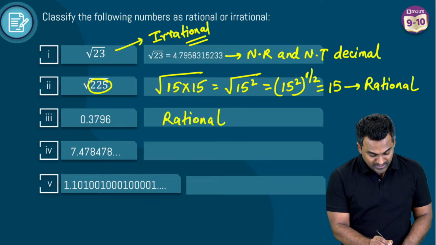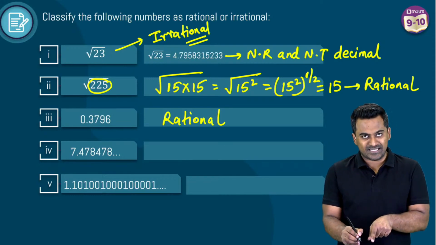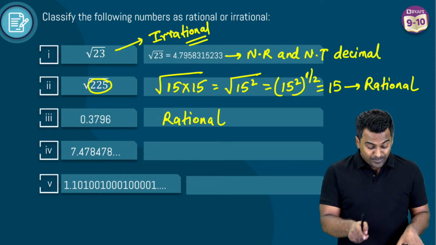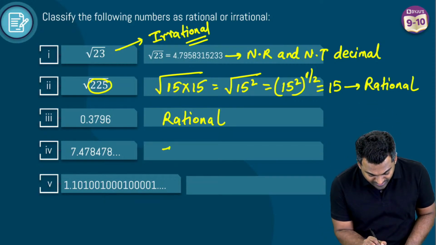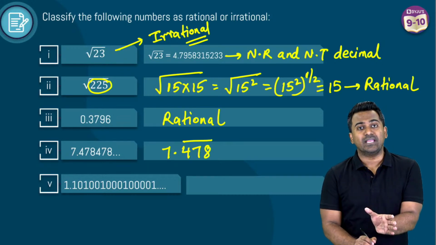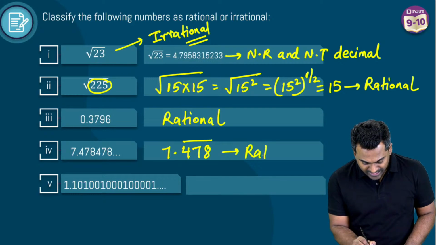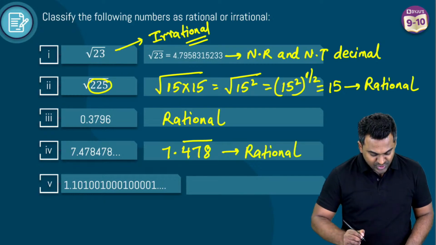What about this? 478, 478, even though the dots are there, which means non-terminating, but still you can see a recurring pattern. So I can write it like 7.478 with a bar on top of 478. So this is a non-terminating but recurring decimal. So for this reason, I'm again going to call it a rational number.